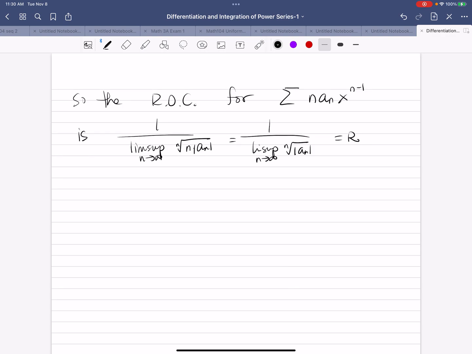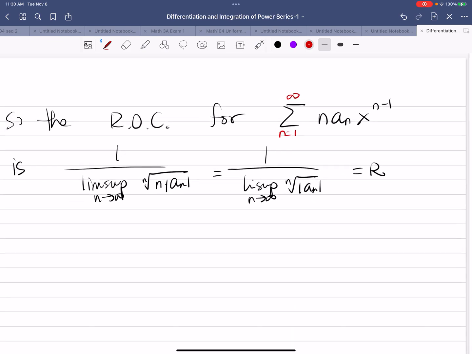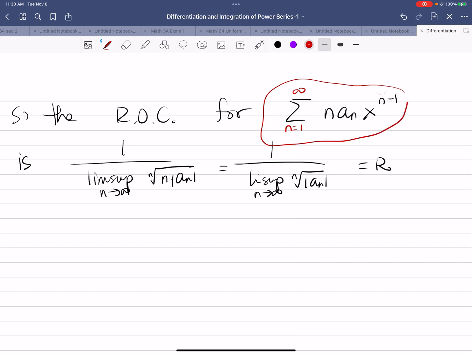And the tiny point is, if I take this and rewrite this, technically this is n starting at 1. So if I rewrite this series in order to be able to use my formula for radius of convergence, I should really re-index, so it should be n plus 1 times a sub n plus 1, x to the n. And then n will start at 0. So technically, my coefficient for the nth term would be this, right?